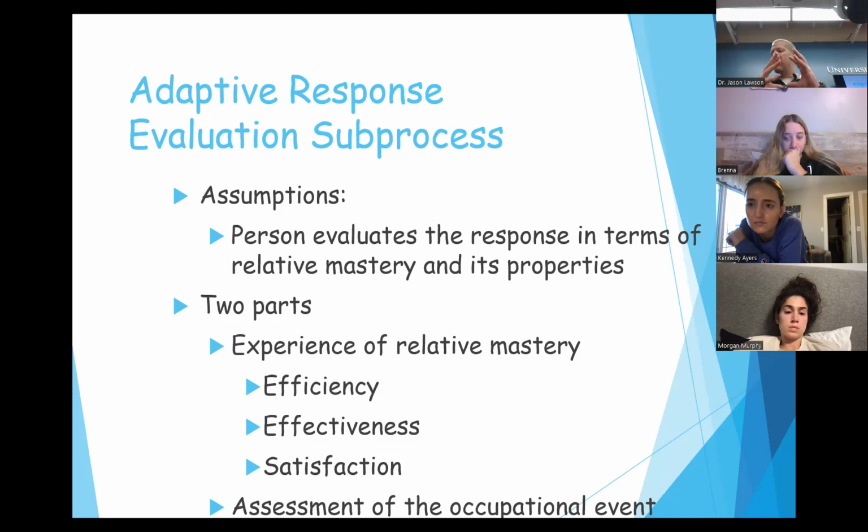Depending on how much sensory motor skills, psychosocial skills, cognitive skills, and where we're at with our energy, responses, and behaviors, that's going to create some kind of a response that we did in our occupation. So we're completing our occupation, right? That's that middle box, occupational response. Then we go down to our adaptive response evaluation subprocess. This is where we're evaluating the process. Our client needs to evaluate their process. So there are two parts.